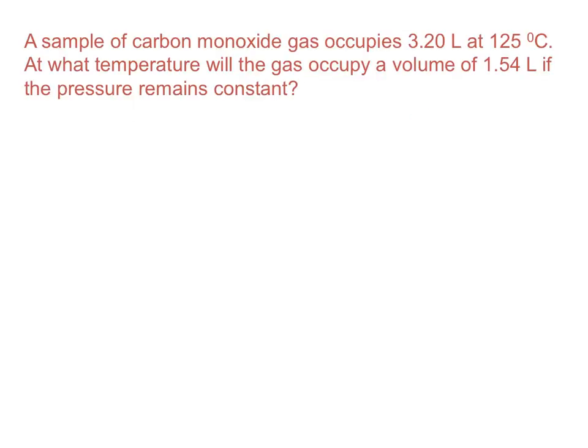Okay, so let's look at this problem. It says a sample of carbon monoxide gas occupies 3.20 liters at 125 degrees C. At what temperature will the gas occupy a volume of 1.54 liters if the pressure remains constant? So we were given a volume value of 3.20 liters. We were given a temperature value of 125 degrees C. We were also given another volume value of 1.54 liters, and they want us to calculate the temperature value at the new volume conditions.